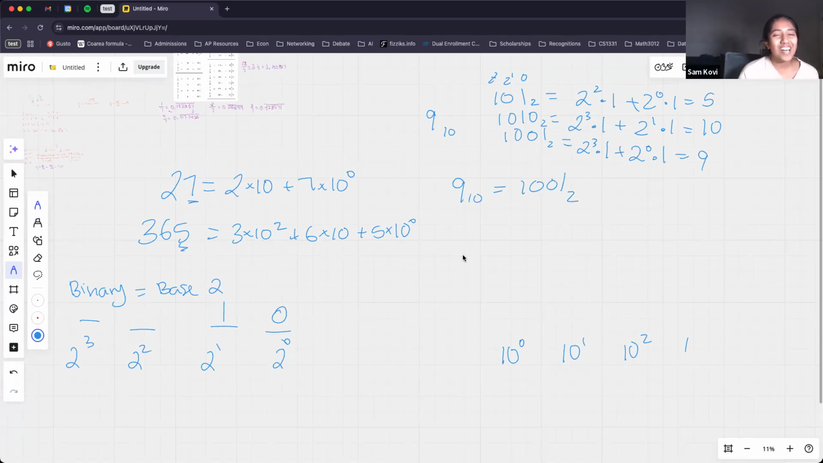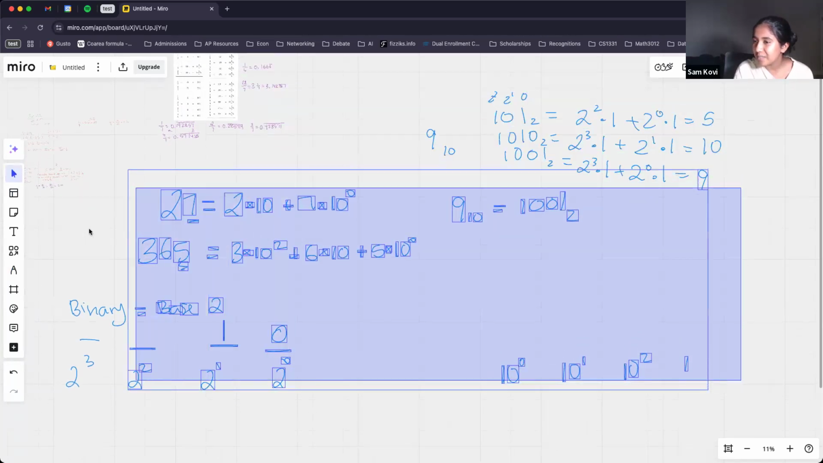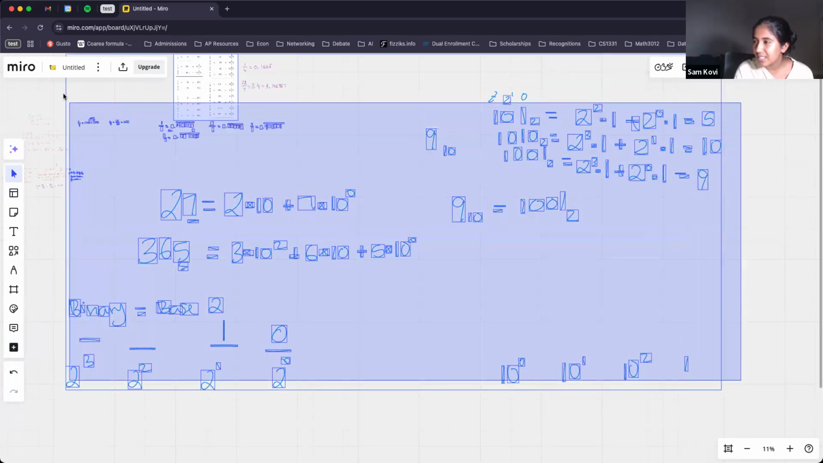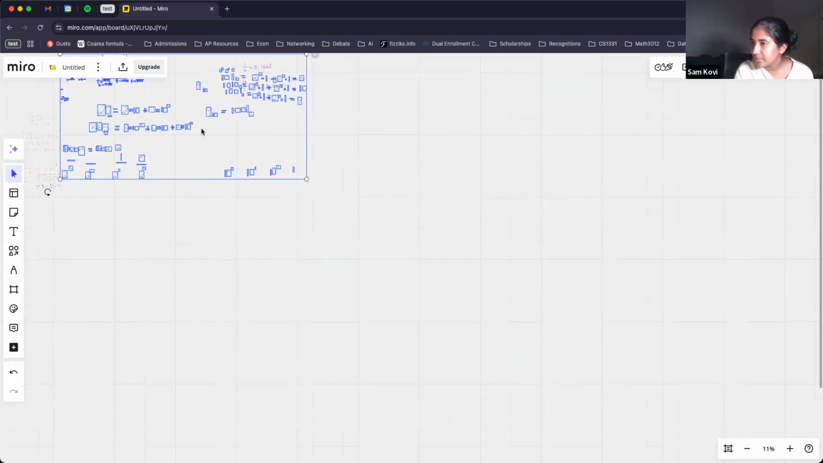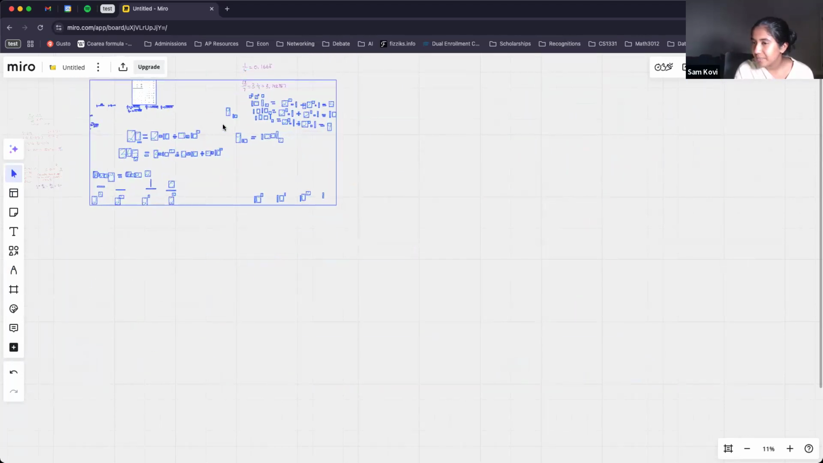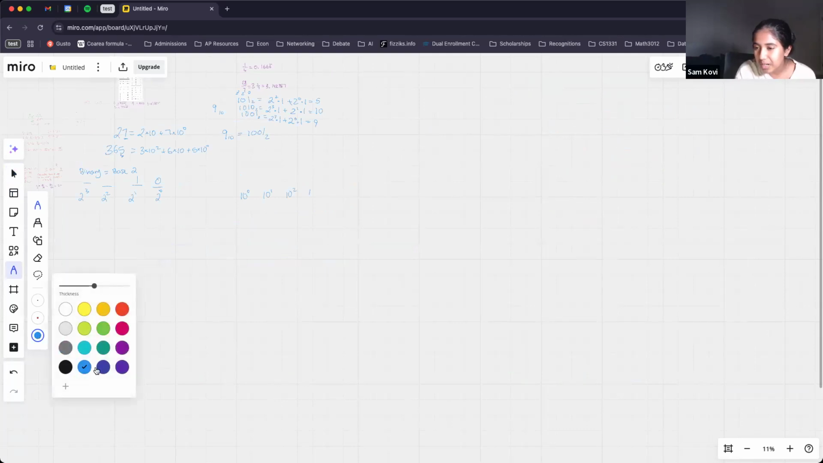All right, so we're going to try a couple more examples before we move on to something a little bit more difficult. Let me clear this up so y'all have a little bit more space to see things. Okay, so I want to change colors before we do any problems. Let's do a magenta.